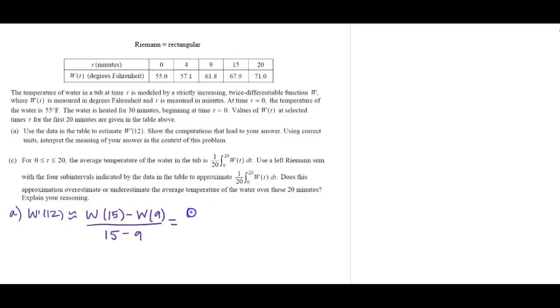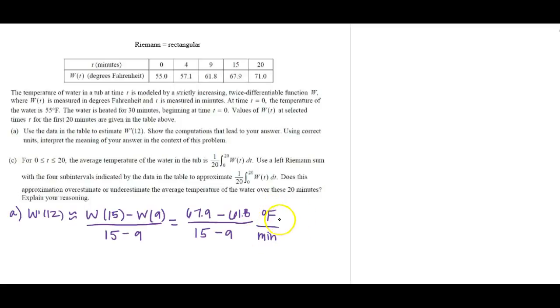Right? So I actually need numbers. So 67.9 minus 61.8 over 15 minus 9. I do not and should not simplify this, just in case I make a simple mistake. But this time I do have to include units. In the numerator we did 67.9 degrees Fahrenheit minus 61.8 degrees Fahrenheit. If I subtract two temperatures in degrees Fahrenheit, the numerator is still degrees Fahrenheit. And then 15 minus 9, I'm subtracting minutes, so that's still going to give me minutes.